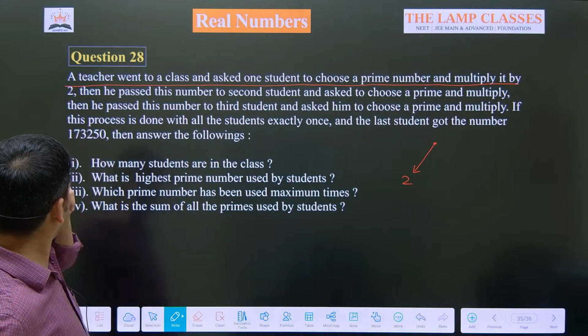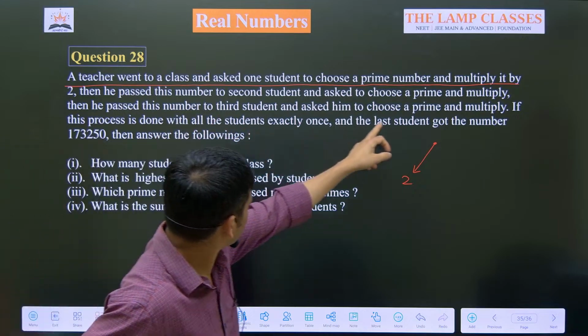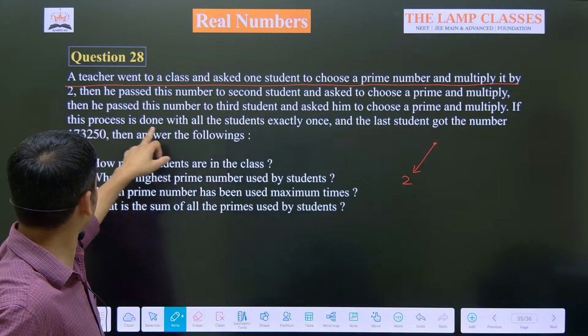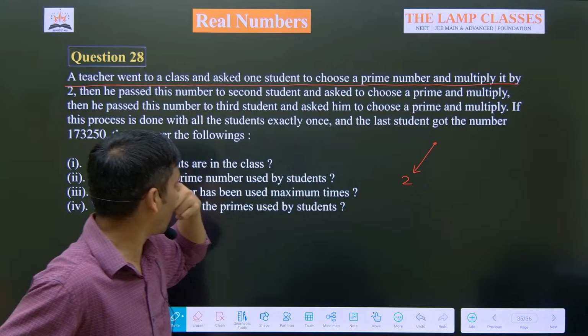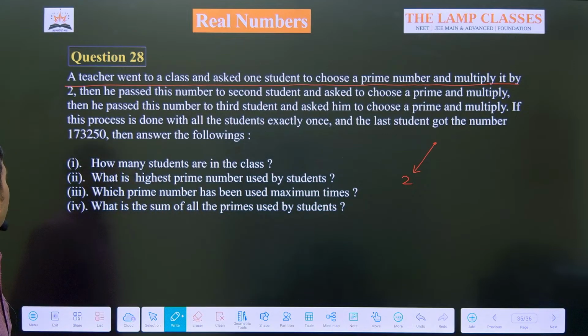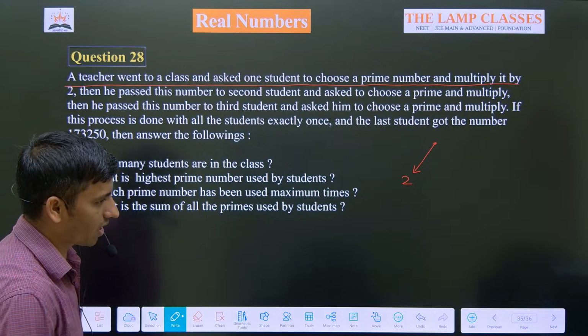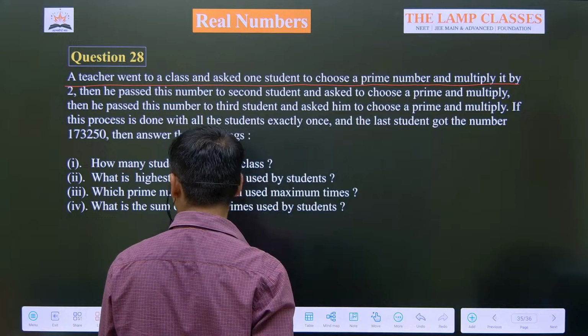Let's read the next part, what it says. Then he passed the number to a third student, asked them to choose a prime number and multiply. If this process is done with all the students exactly once, and the last student got the number 173250, right? That means we basically have to do prime factorization of the last number, right?